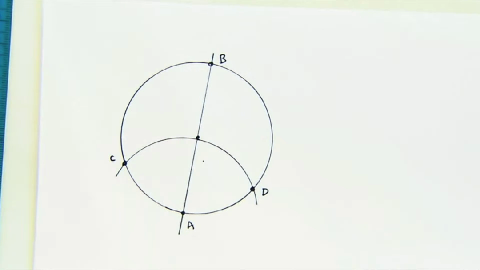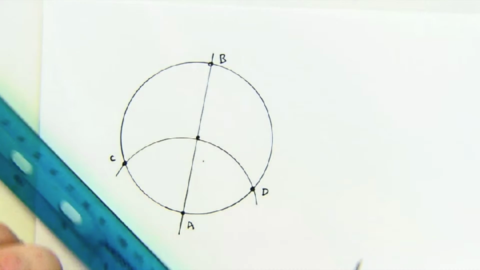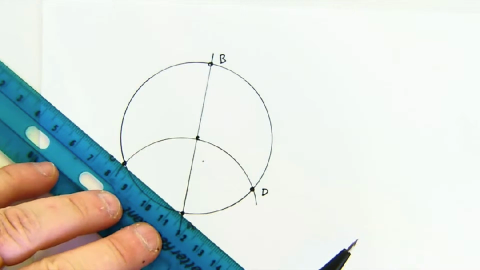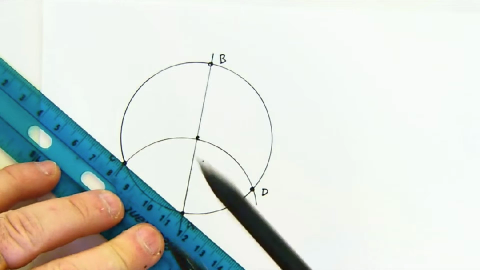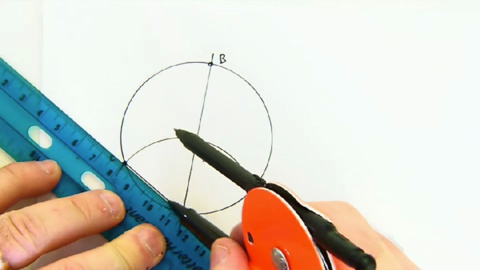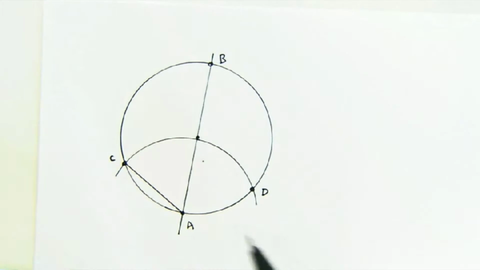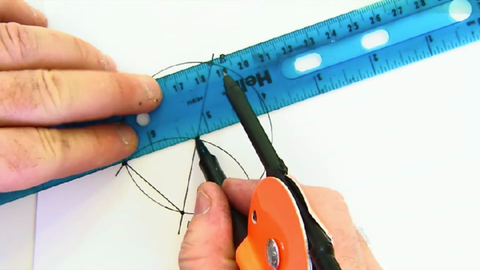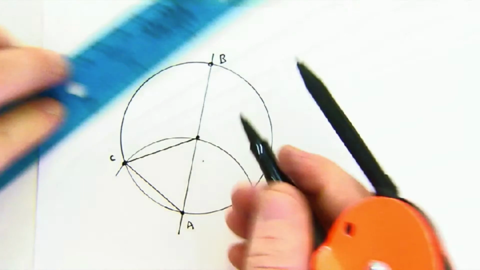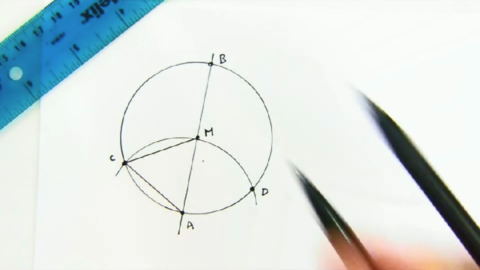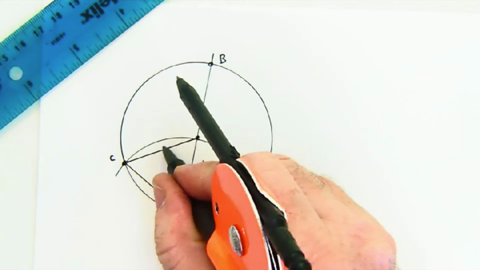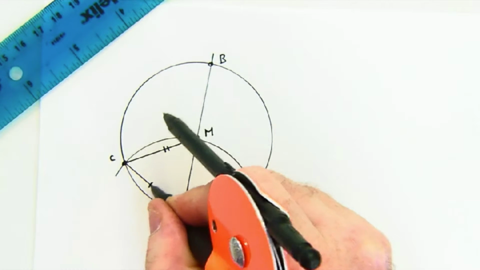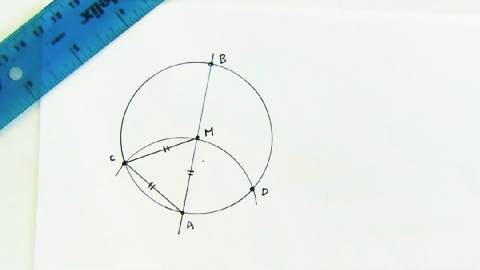Now, I'm going to draw in something here and see if you can figure out what we just made. If I connect AC here, and if I connect to our center, we probably should have labeled our center, but let's do that. Let's call it M, center M. Take a look at this little triangle right here. This has to be an equilateral.